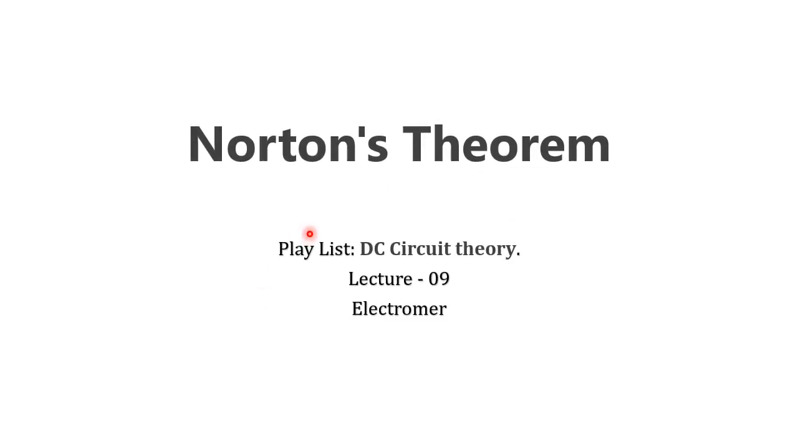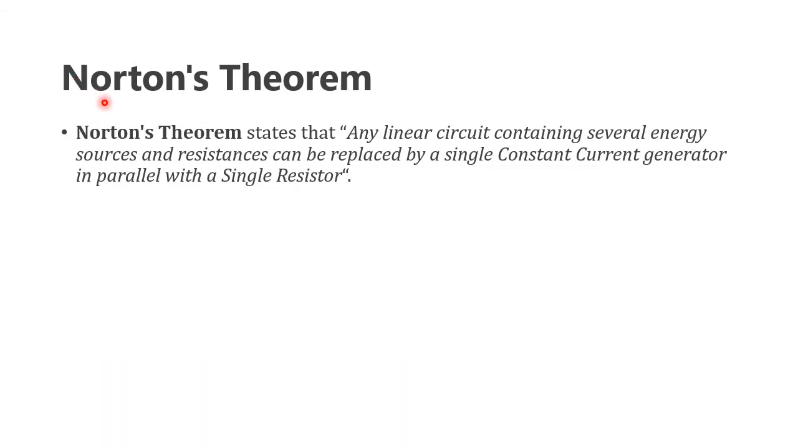In this video, we are going to learn about Norton's theorem and the DC circuit theory. Norton's theorem states that any linear circuit containing several energy sources and resistances can be replaced by a single constant current generator in parallel with a single resistor.